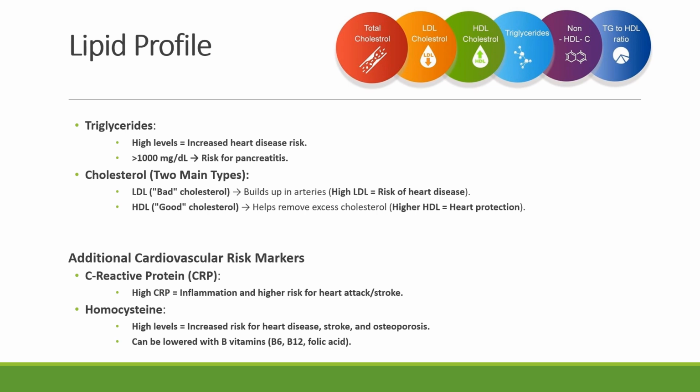C-reactive protein, or CRP, is a protein produced by the liver in response to systemic inflammation. It serves as an indicator of inflammation and is associated with atherosclerosis and other cardiovascular conditions. High sensitivity CRP is more sensitive than regular CRP testing. HS-CRP, which is high sensitivity CRP, is used to assess the risk of MI and stroke, even in individuals with normal lipid levels.